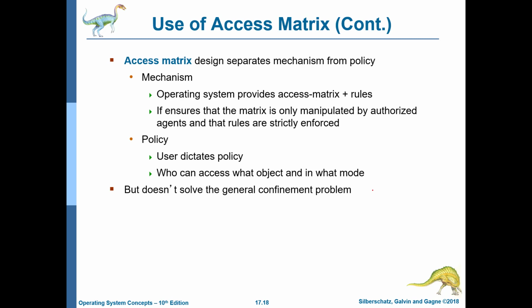So what is the mechanism? Well, the mechanism is the operating system maintains the access matrix and the rule. Only authorized agents are allowed to manipulate the access matrix, and the creator of any object pretty much dictates the policy. So it dictates who are the other processes or other users that can access the given object.